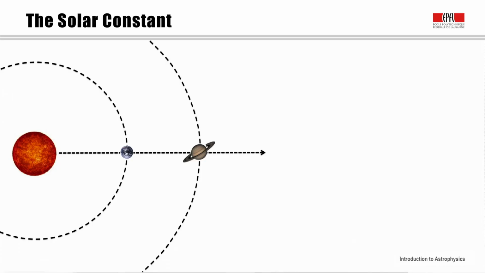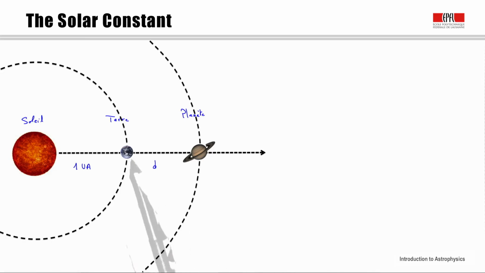To understand the influence of planetary atmospheres on their planet, let us have a look at the energy budget of each planet, in particular the Earth. We have here a simplified representation of the solar system. The Sun is here. The Earth is here. And here we have another planet, Saturn, for example. The Earth is, of course, at 1 astronomical unit away from the Sun, and Saturn, or any other planet, is at a distance d.